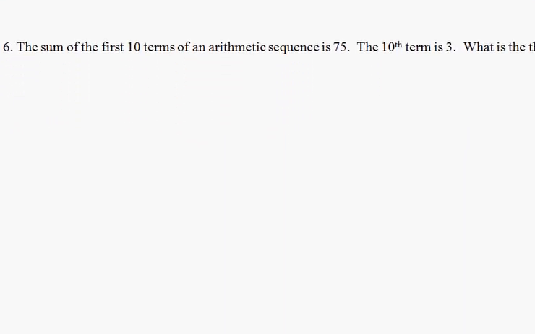Our next one is a little more involved. We have the sum of the first 10 terms of an arithmetic sequence is 75. So S sub 10 is equal to 75. The 10th term is equal to 3. A sub 10 is equal to 3. The question is, what is the third term?